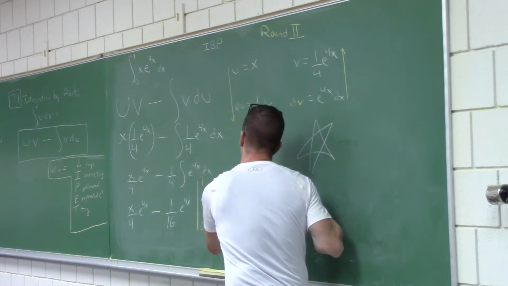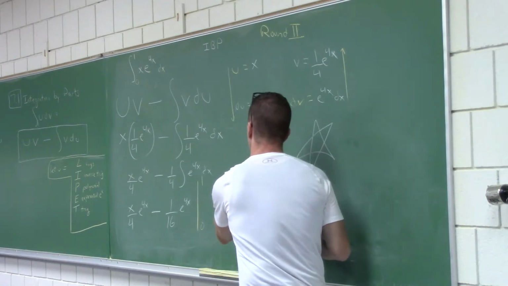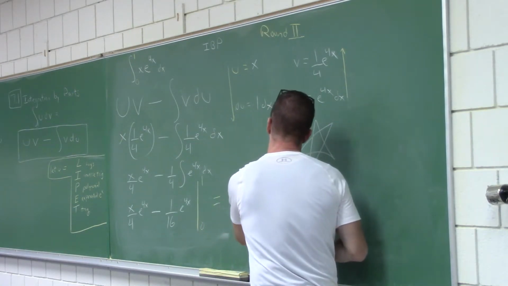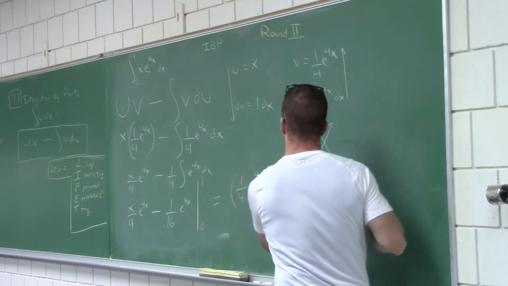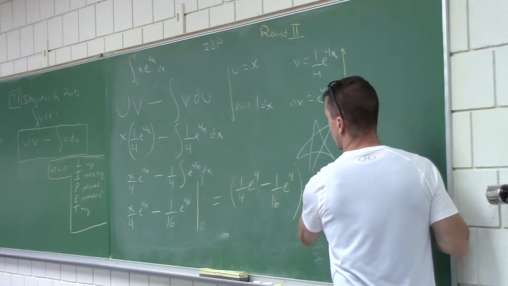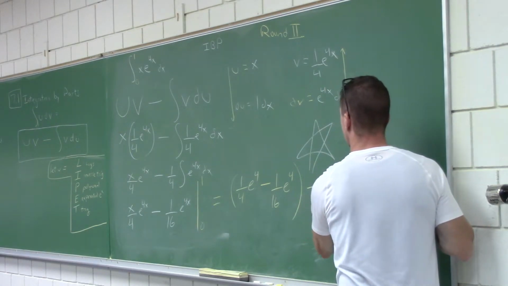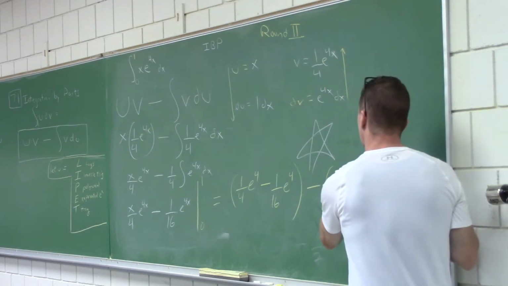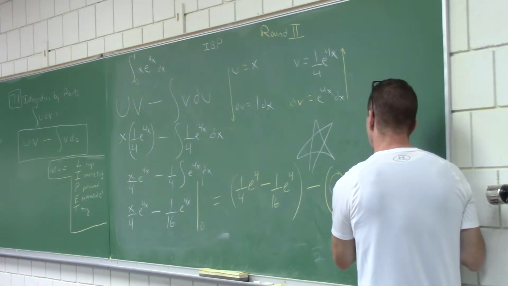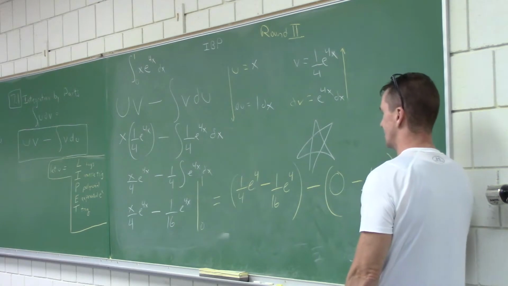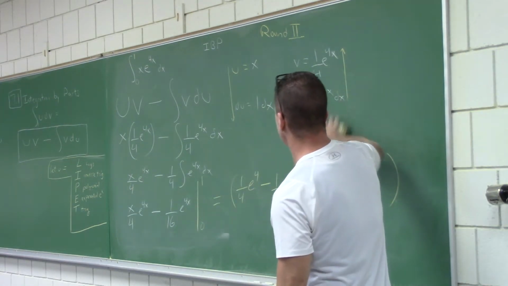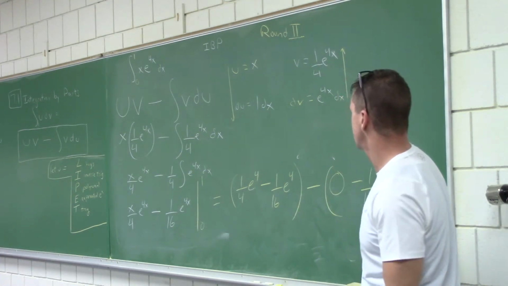So I get 1/4 e to the 4 minus 1/16 e to the 4. Subtraction. 0 or 4 is just a what? 0, but minus 1/16. What's e to the 0? 1. All right. We'll improve that a little bit.